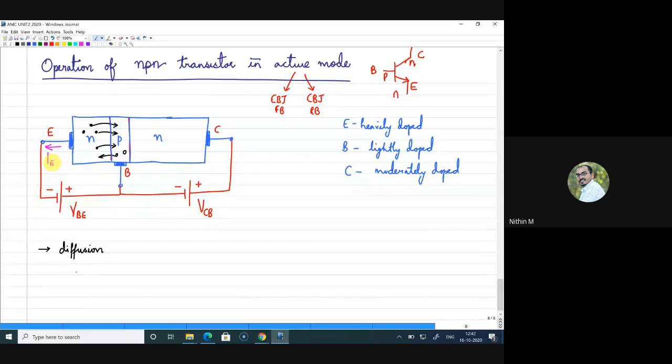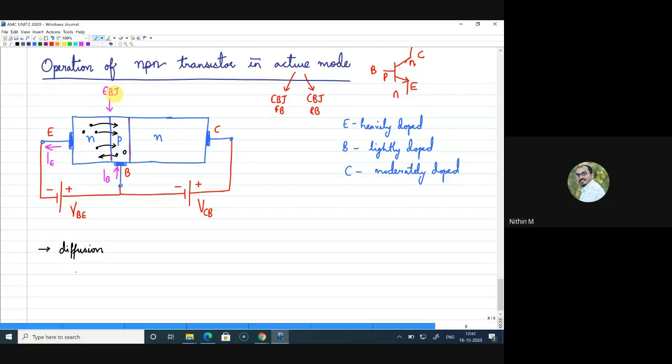Now similarly, holes are moving from base to emitter, which constitutes the current in the base, which is due to the majority carriers in the base region. So I mark the current direction in the base in this form. I mark it as IB, right? So that is about the emitter-base junction. Both the charge carriers will move, and that will constitute the emitter current and the base current.